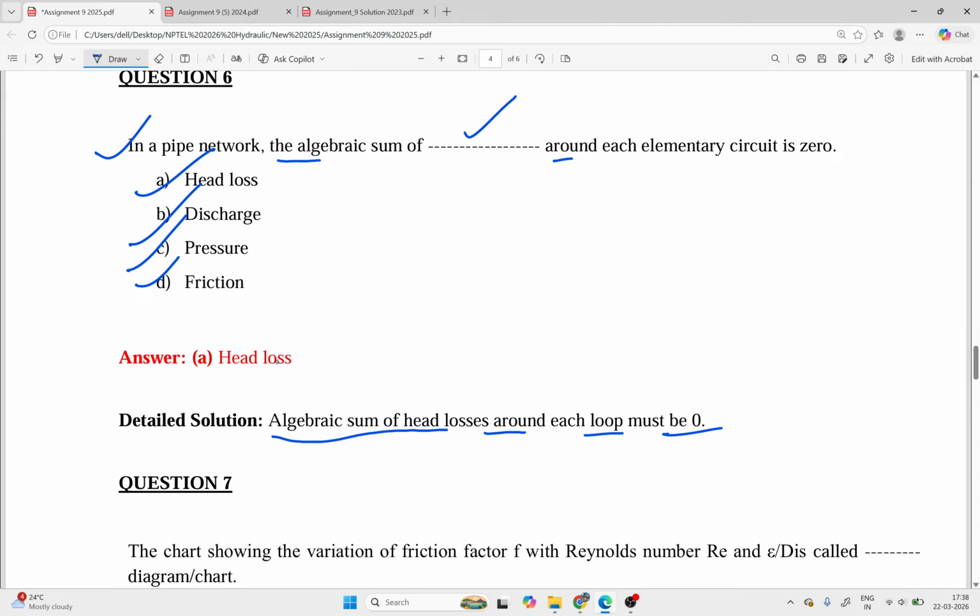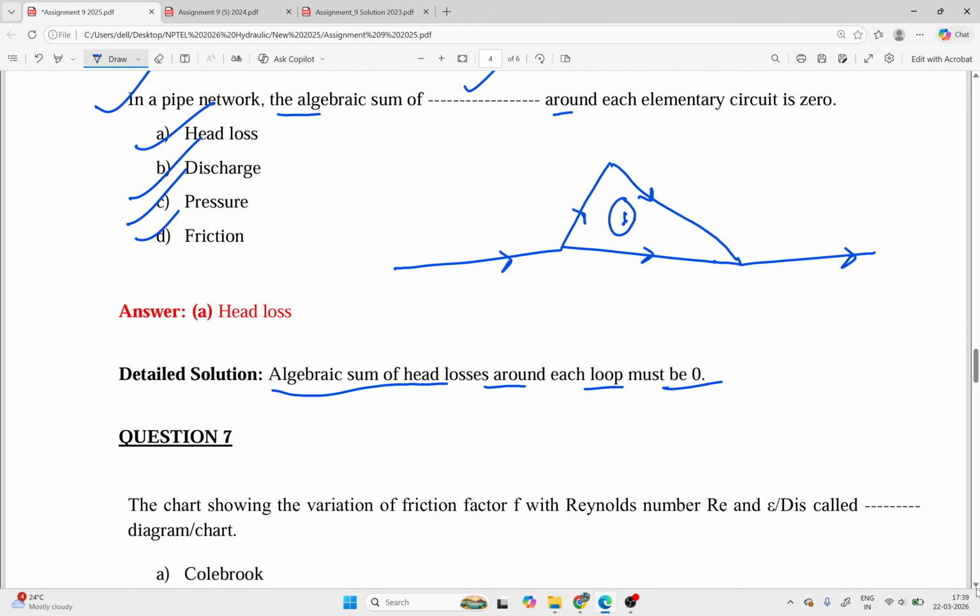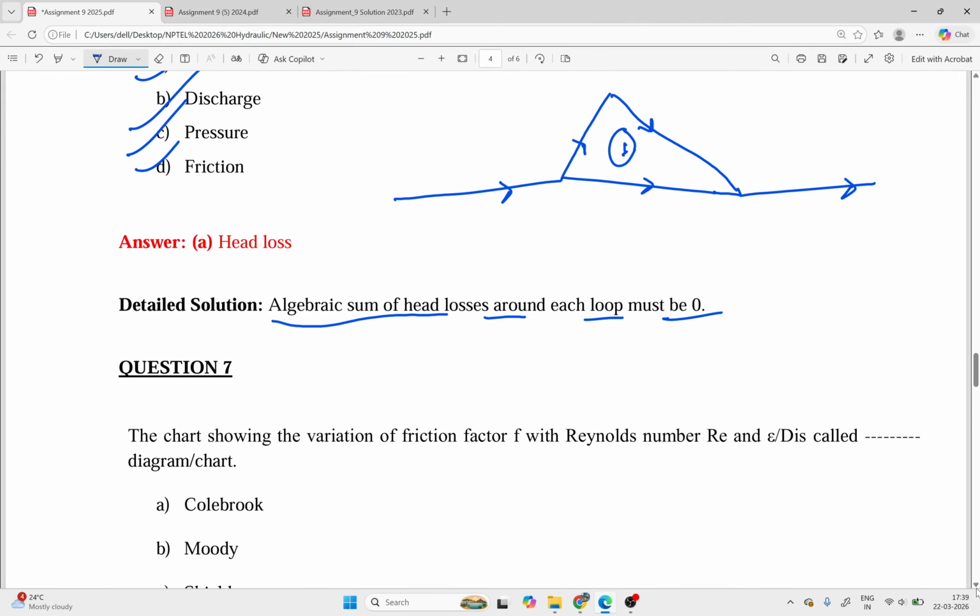So what is a pipe network? This is your main pipe, then it goes into some branches, then it meets another pipe, then it goes somewhere different. So like that. So this is one loop. Okay, so now I'll explain. Okay, now we'll go on to the next question. Very important question.